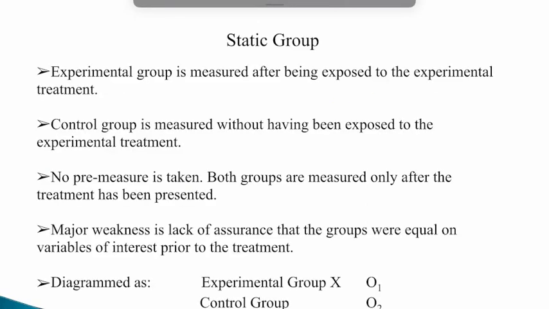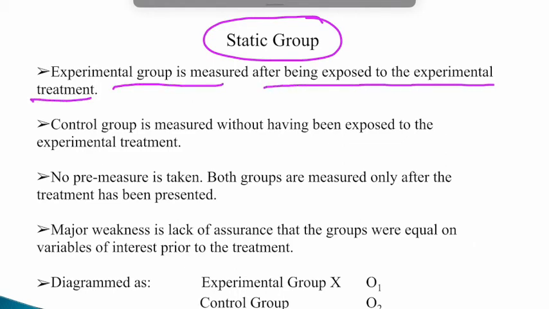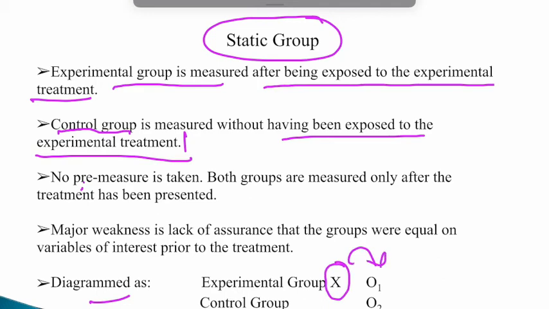Then let's move on to the another and the last type of this pre-experimental design, that is the static group. Now in static group, as you can see in the slide, the experimental group is measured after being exposed to the experimental treatment. Then we have control group here. So control group is measured without having been exposed to the experimental treatment. So we have two groups here. One is experimental group and other is control group, as you can see at the last point of this slide. And we have this treatment and then observation and experimental, and then we have a control group without any treatment.